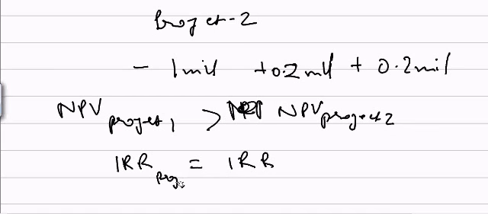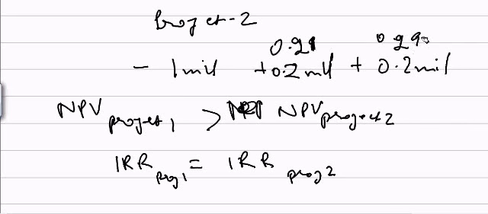However, if instead of 0.2, the return in project 2 would have been, let's say, 0.21 and 0.21, then in that case the IRR for project 2 would have been greater than project 1. So in this case we have a contradictory result, because the net present value of project 1 is greater than project 2, but the IRR for project 1 is less than project 2.